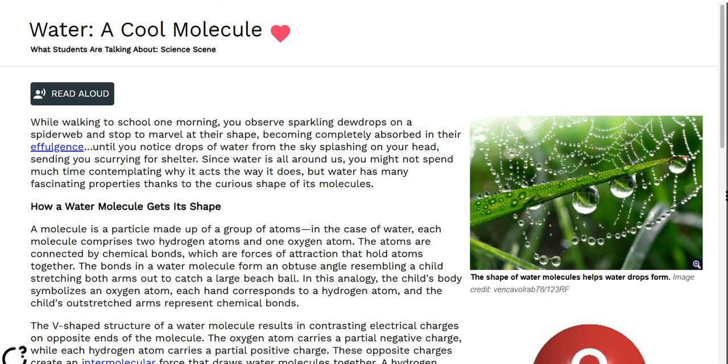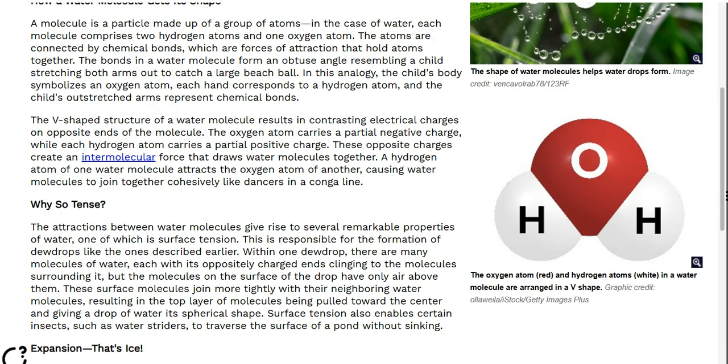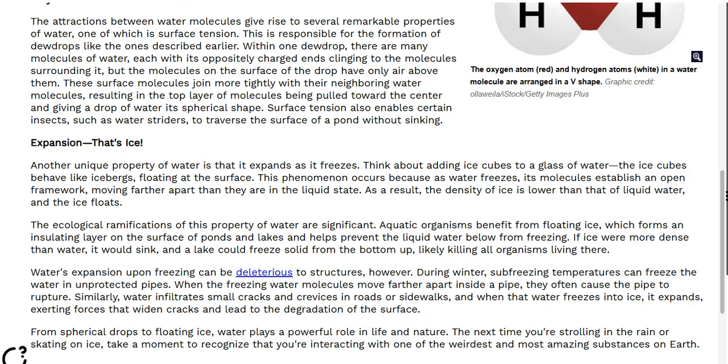Now I'm going to give definitions for Water, a Cool Molecule. Effulgence means brilliance or radiance. Intermolecular means having to do with the relationship between molecules. Deleterious means having a harmful or damaging effect on something.